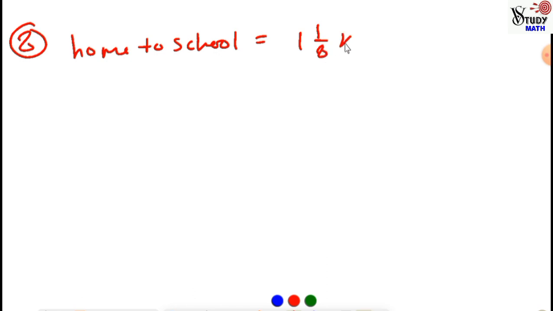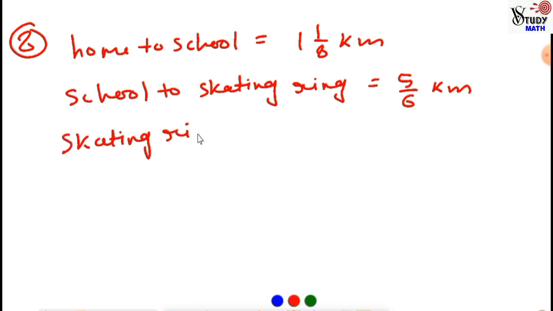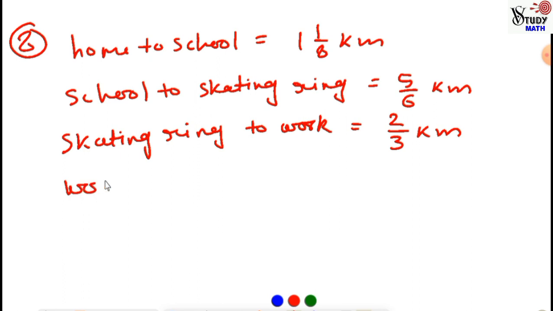From school to skating ring, the distance is given here 5 by 6 kilometer, and 2 by 3 kilometer from skating ring to work. Skating ring to work, that is office, the distance that is given, my dear, is 2/3 kilometer, and from work to his home. Now again the next distance is given here, work to home, that is 5/16 kilometer.